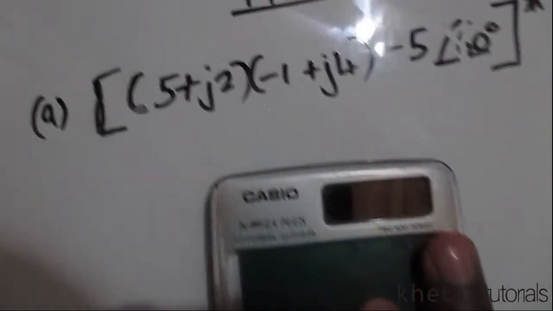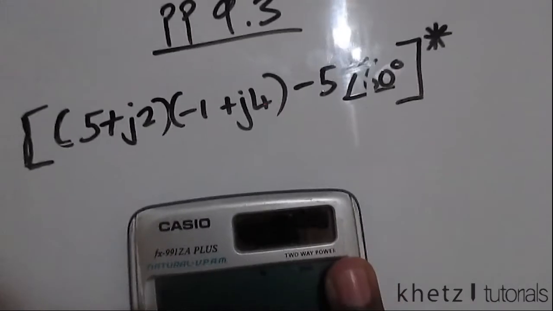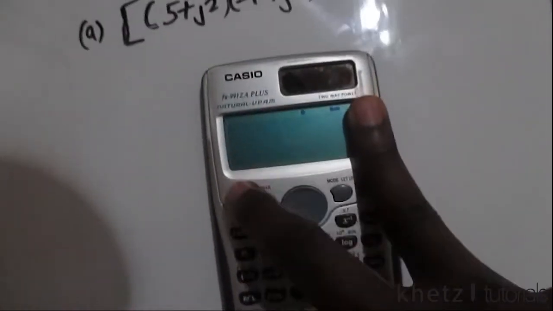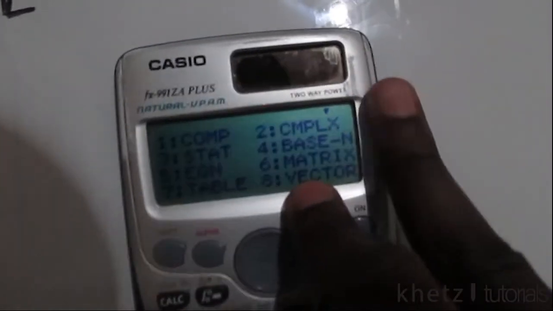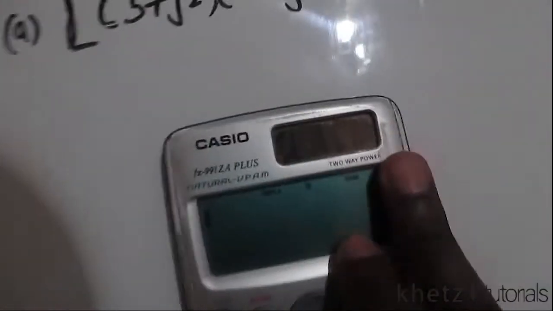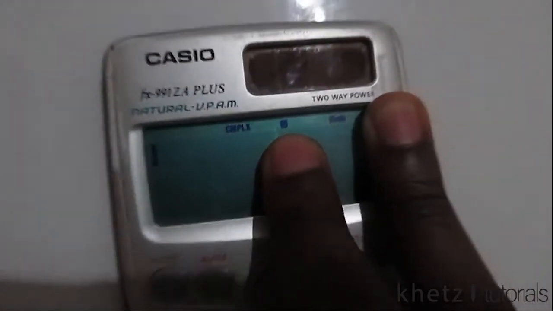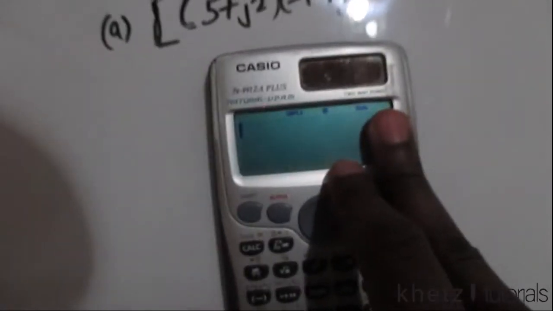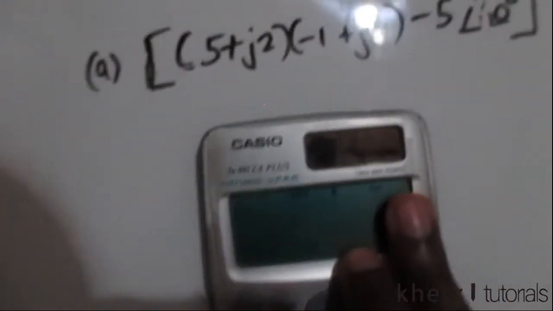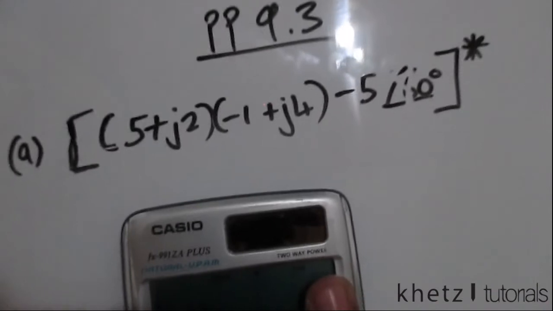Now to deal with these complex numbers, what we must do is transform the calculator into complex form. For that you press mode and choose option 2. And we're now in complex mode and our angles are shown in degrees. So now to solve this, you basically just punch all of this into your calculator and you should get the final answer which you're looking for.